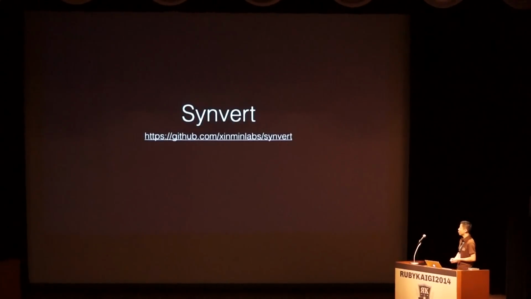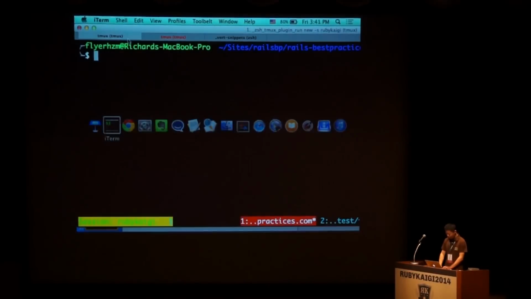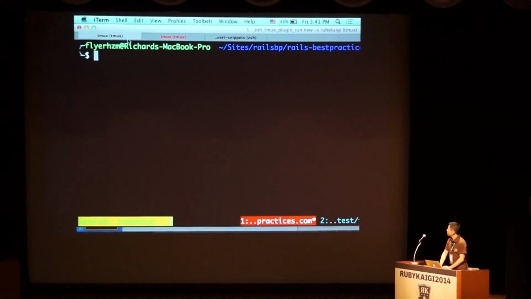So we created a new gem named Synvert to solve the problem that the solution based on AST is hard to read and write. Okay, I will show some demos. So let's see what Synvert can do first. Okay, this is an old repository. I want to convert it to use the FactoryGirl short syntax.